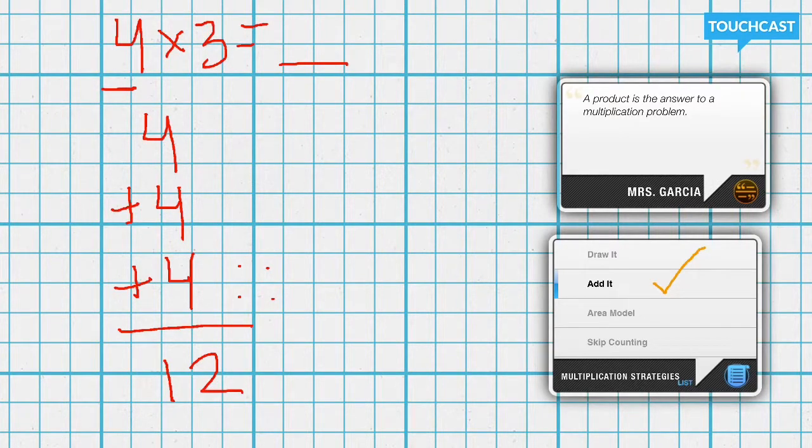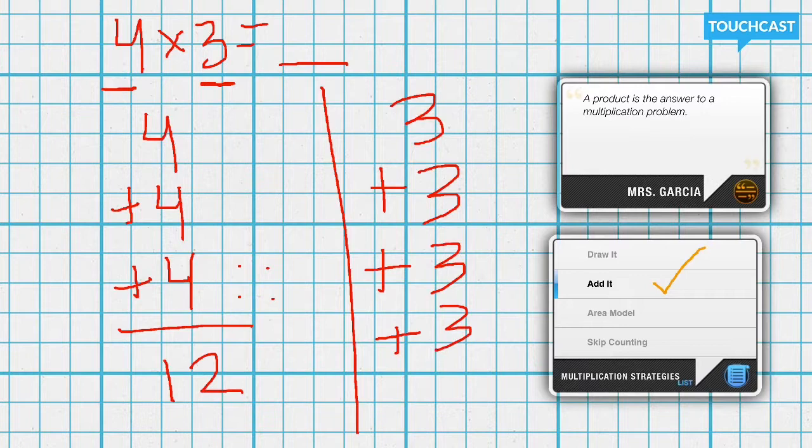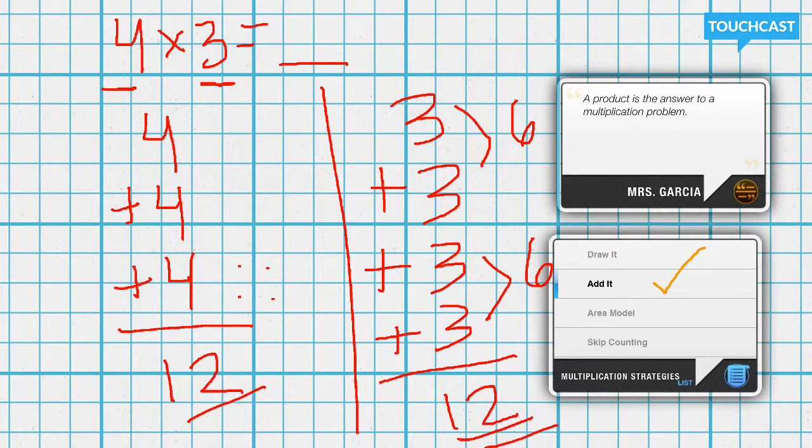All right, the other option is that you could add 3 4 times. I know that doubles 3 is 6, and we have 2 doubles of 3. And then I know 6 plus 6 is 12. And we know that these should equal the same thing. So we know that 4 times 3 is 12, and the way that we proved it is by using the add it strategy.